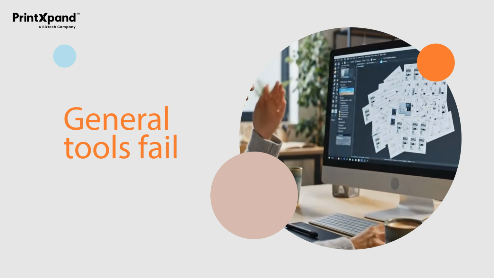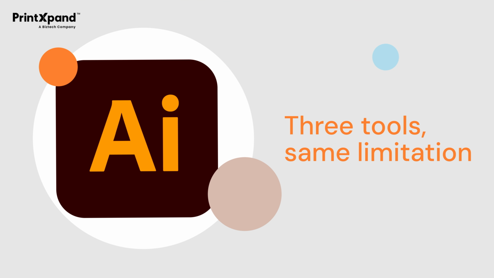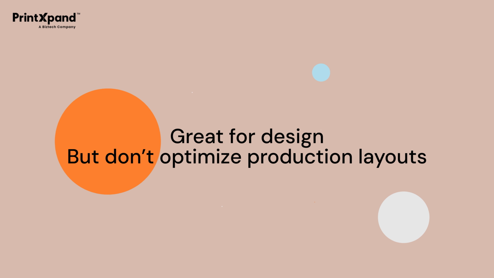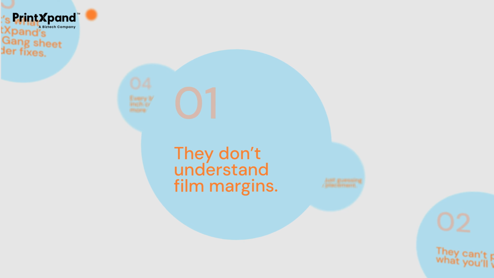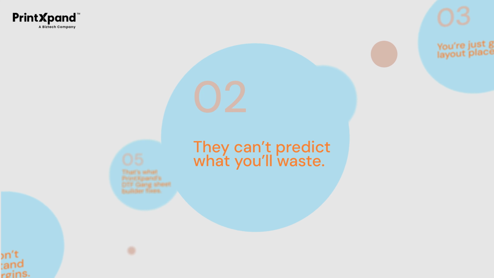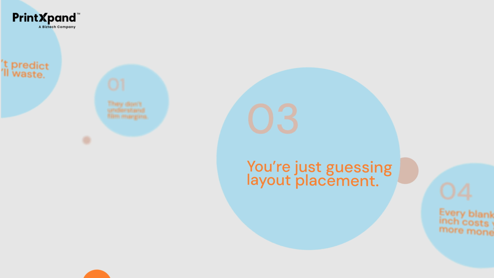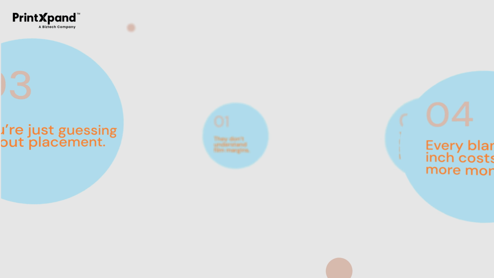General tools cannot do that calculation. Photoshop, Illustrator, Canva. They make things look great, but they cannot auto-nest your artwork. They do not understand film margins. They cannot tell you what you are about to waste. So you drag, drop, and guess, and you pay for every gap.